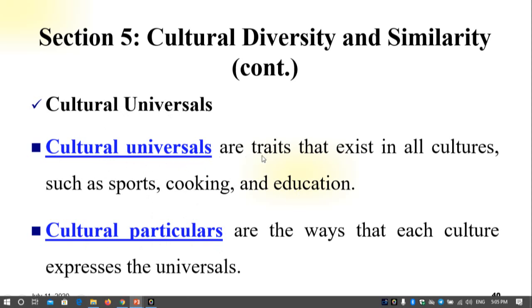Cultural universals are traits that exist in all cultures. These are traits that always happen or exist in all cultures, such as sports, cooking, and education.